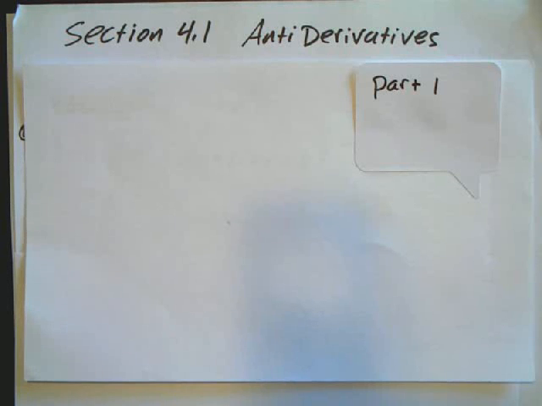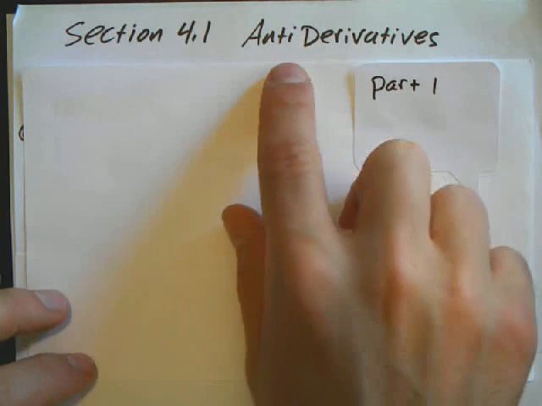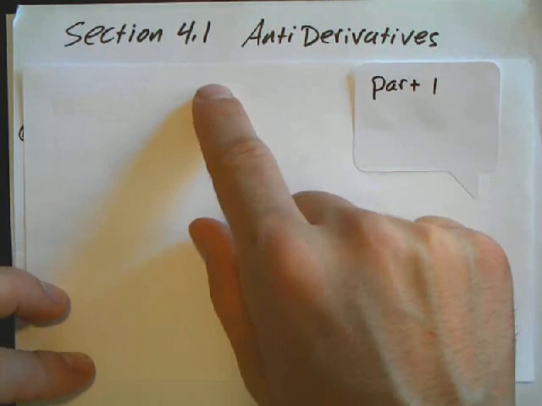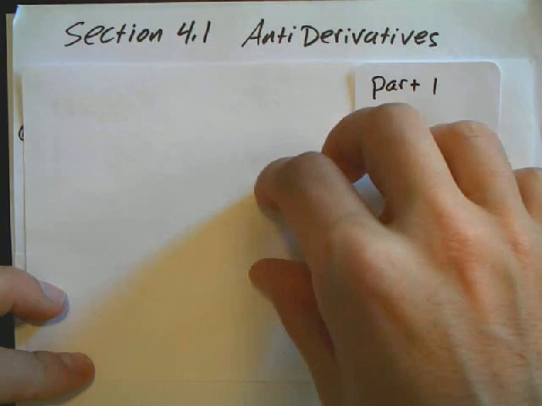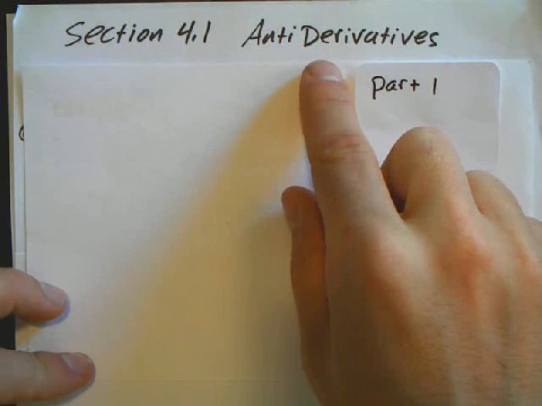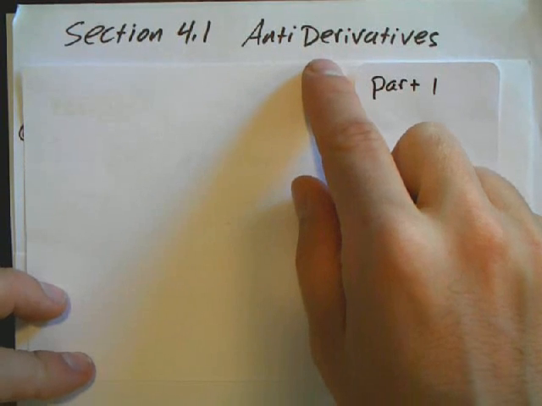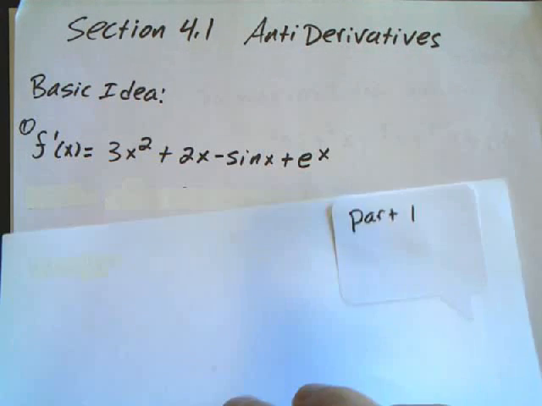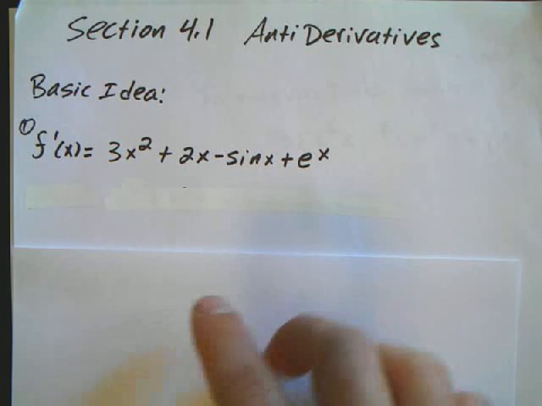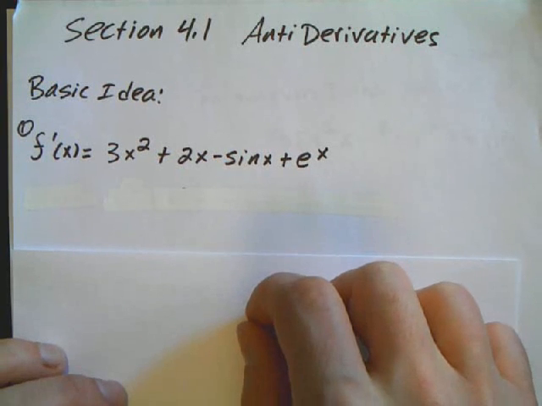This is part 1 of 4.1, which is all about antiderivatives. So we're going to begin a chapter that takes us from the derivative stage and goes back to the function. As the name implies, it's almost the opposite of taking the derivative. I'm just going to go over two examples to get the basic idea of what we'll be doing. Then I'll go over the rules and some more difficult examples.